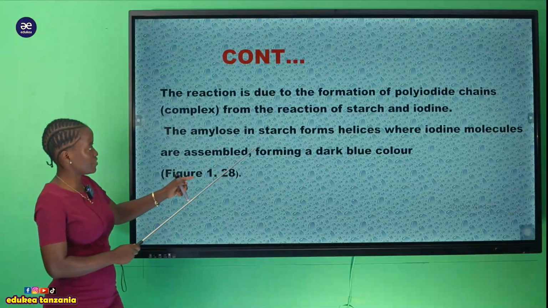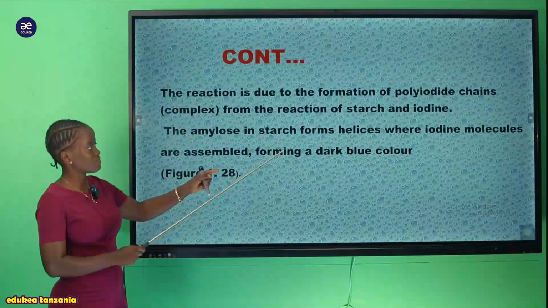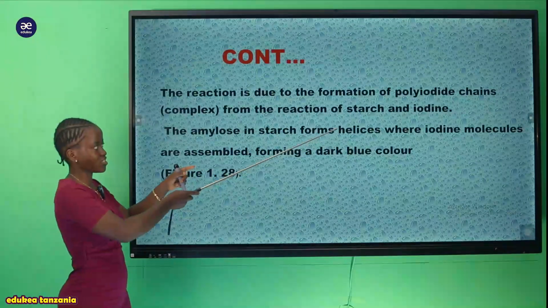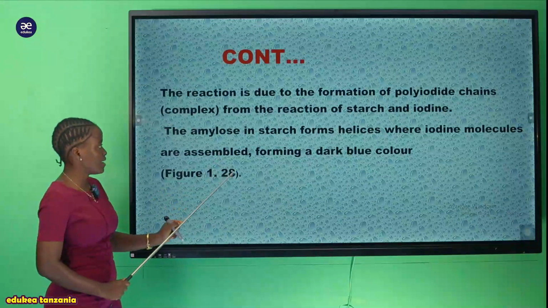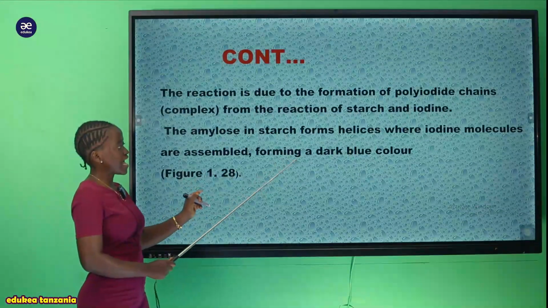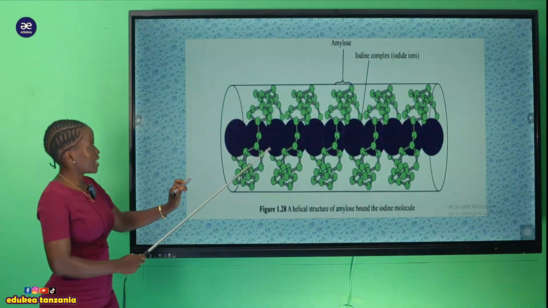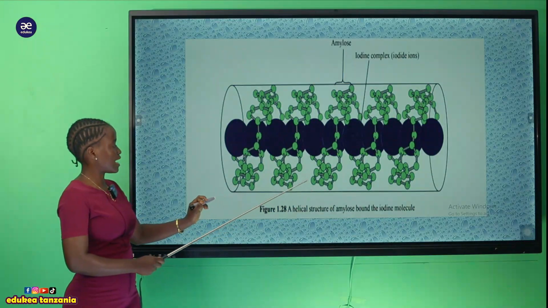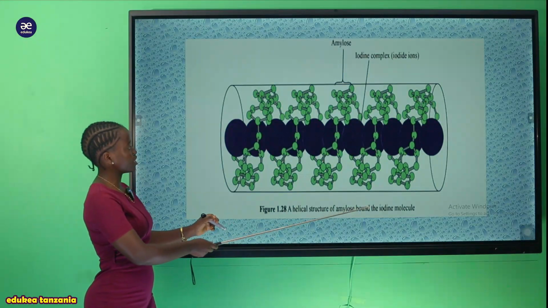Now you can see amylose in the starch forms the helix. So you are going to see this helix where iodine molecules are assembled, forming the dark blue color. Let's see this figure. So this is what we are going to talk about. That is a helical structure of amylose bound to the iodine molecule.